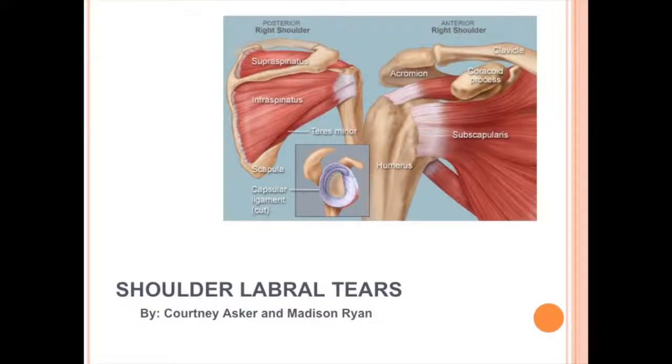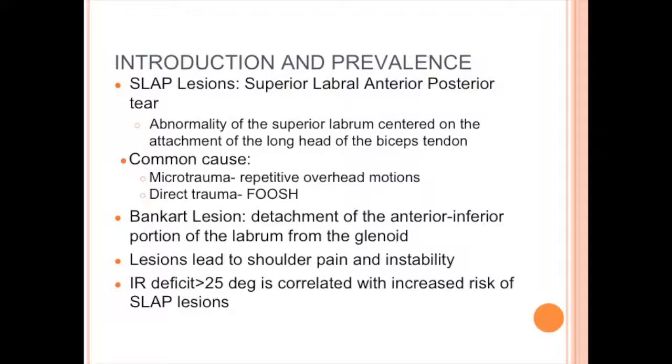We will be doing our presentation on shoulder labral tears. SLAP lesions are the most common labral abnormality, and that stands for superior labral anterior posterior tear. It's an abnormality of the superior labrum, which is centered on the attachment of the long head of the biceps tendon. There are two common causes, which could be microtrauma or direct trauma.